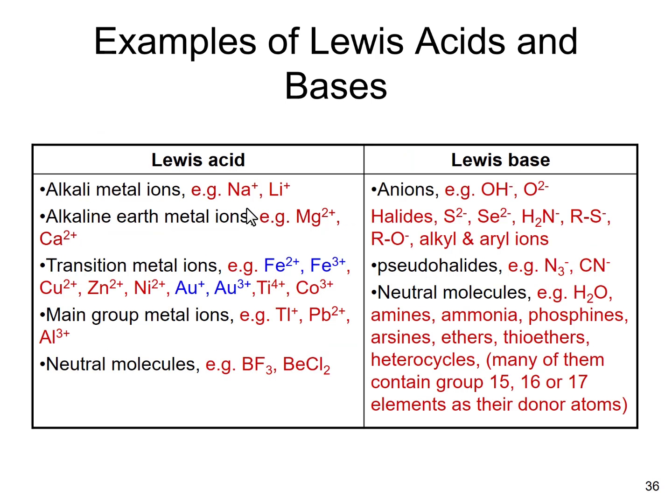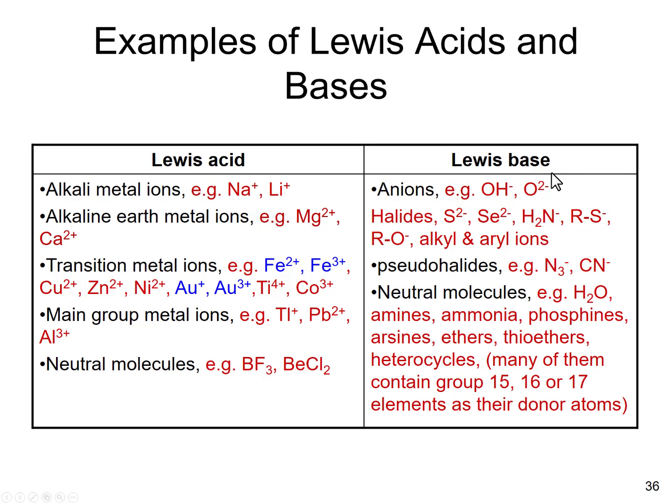This slide shows examples of Lewis acids and Lewis bases. Now, since Lewis acids are electron pair acceptors, it is good for them to carry a positive charge. So you have various metal ions that function as Lewis acid. These can be alkali metal ions, alkaline earth metal ions, and transition metal ions. In addition, you can also have neutral molecules that do not fulfill the octet rule. For example, you have BF3 or BeCl2.